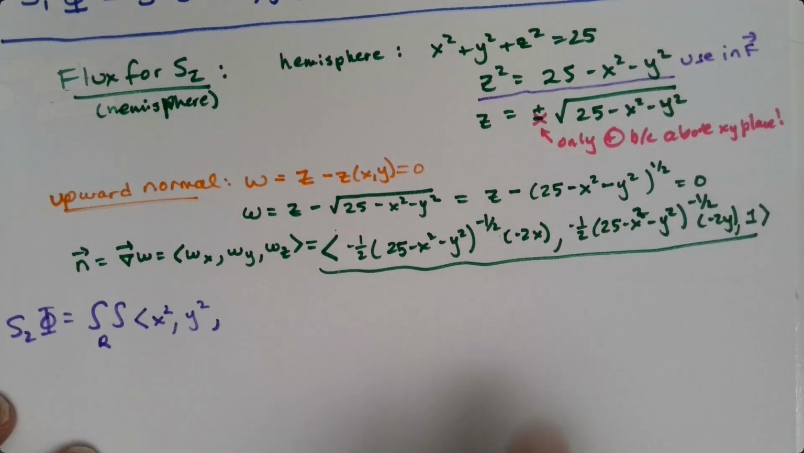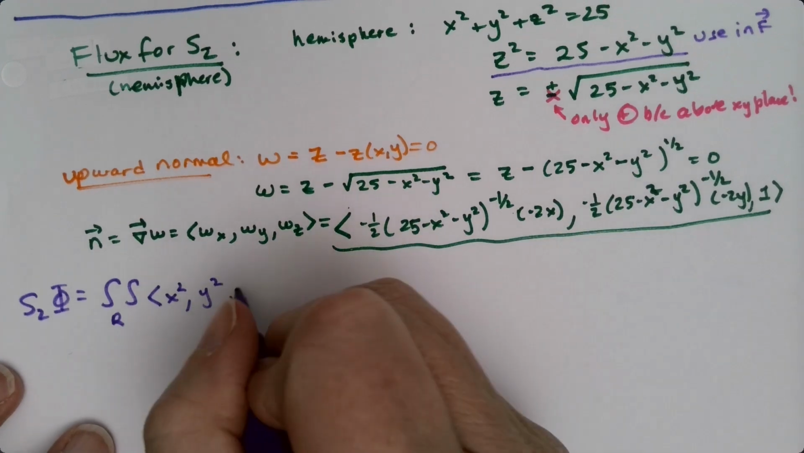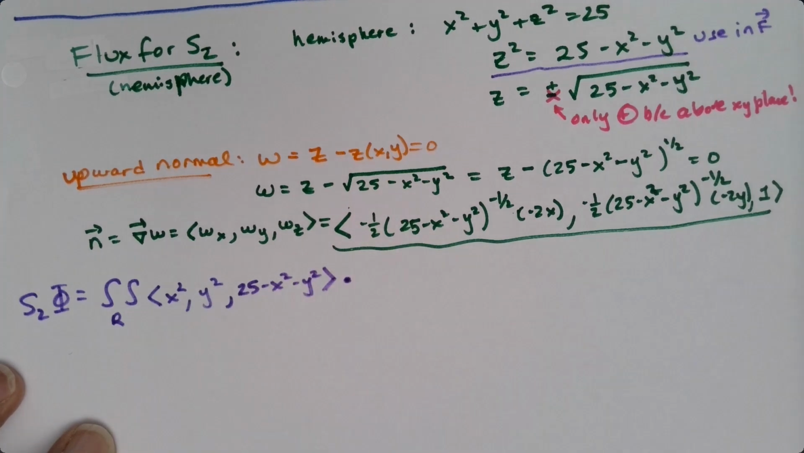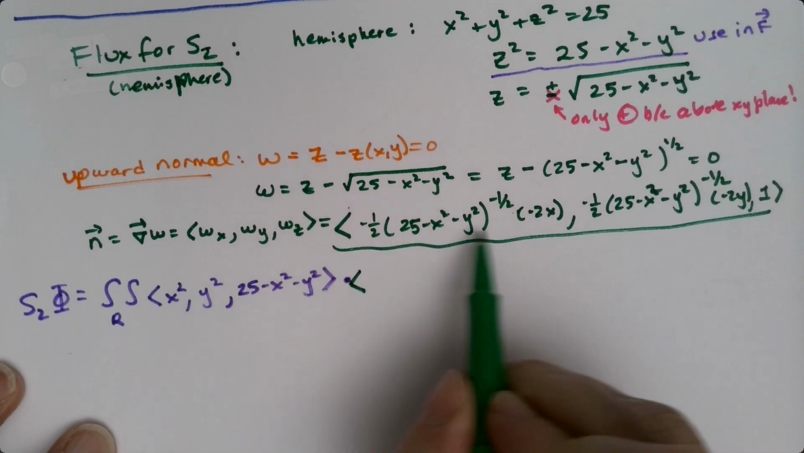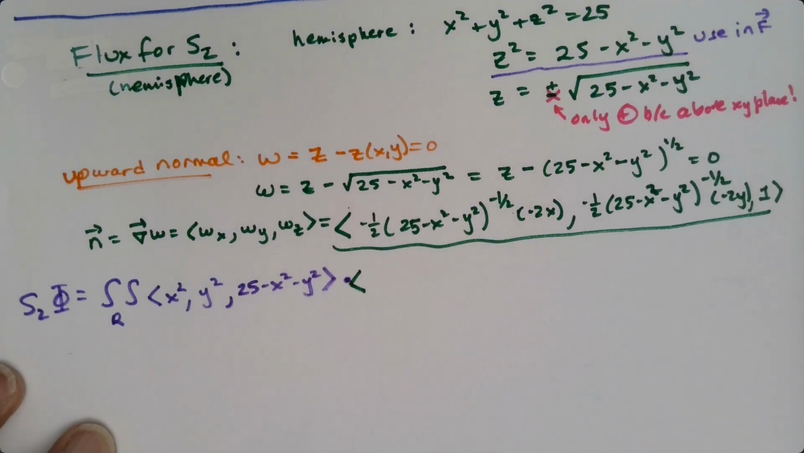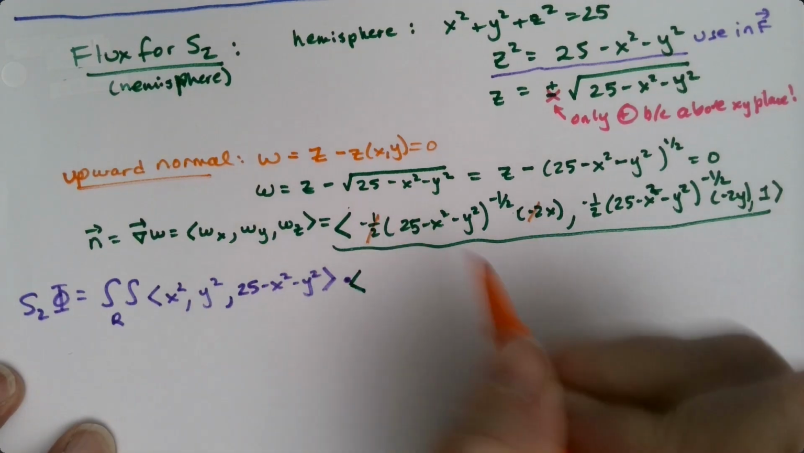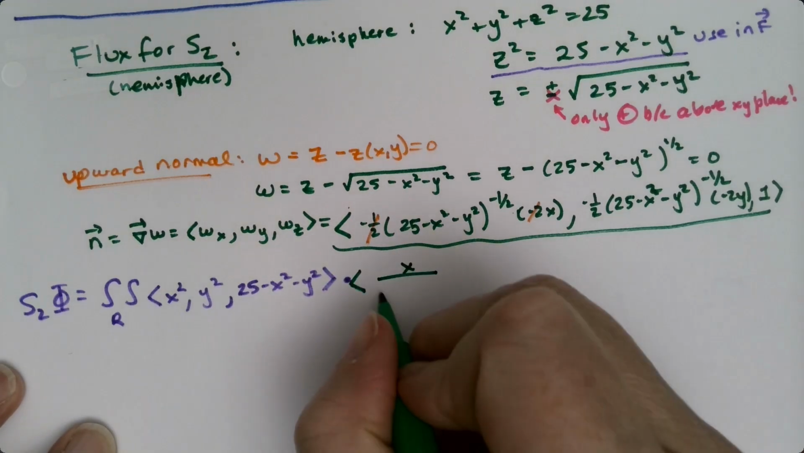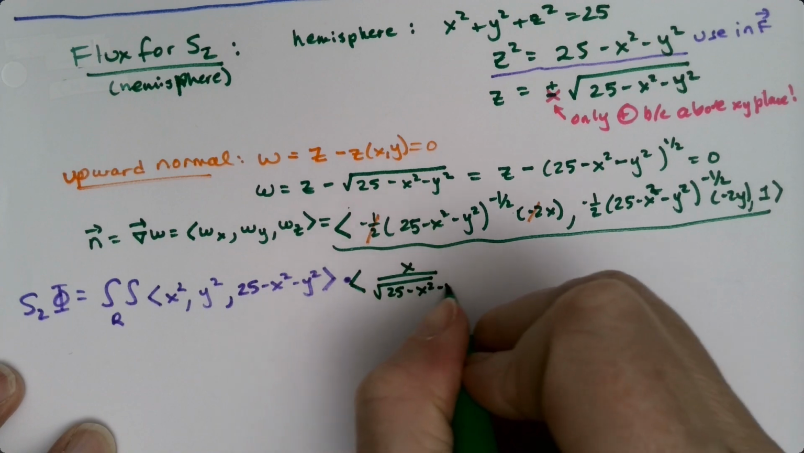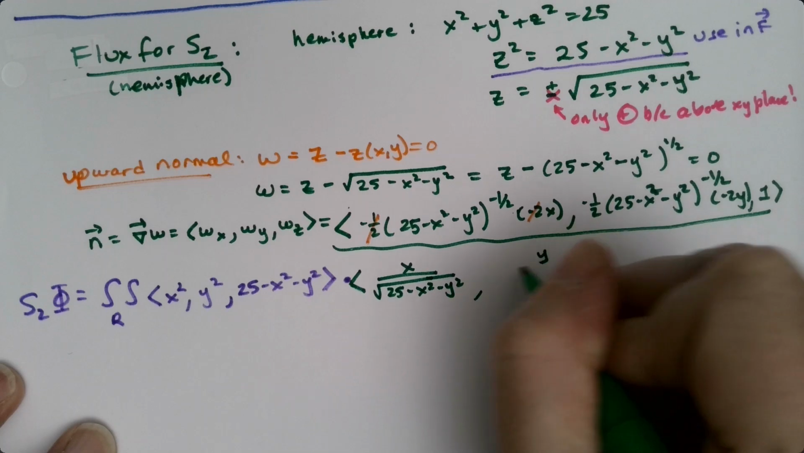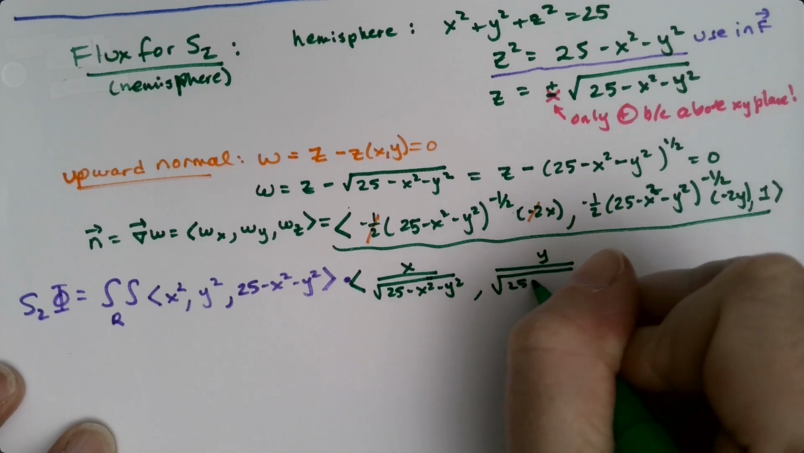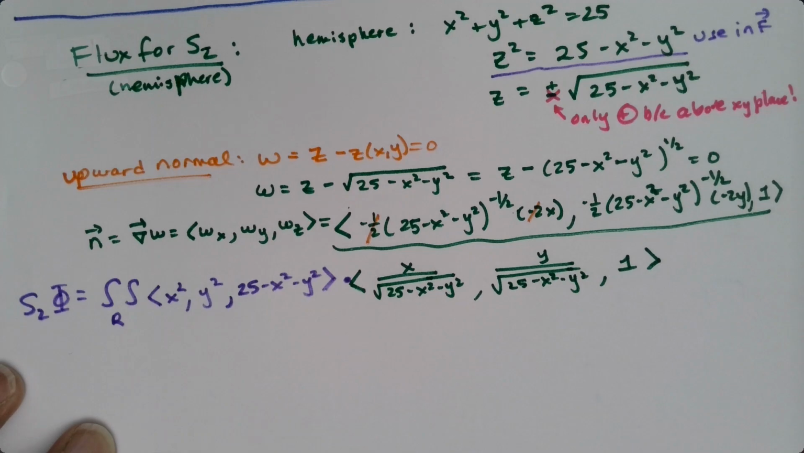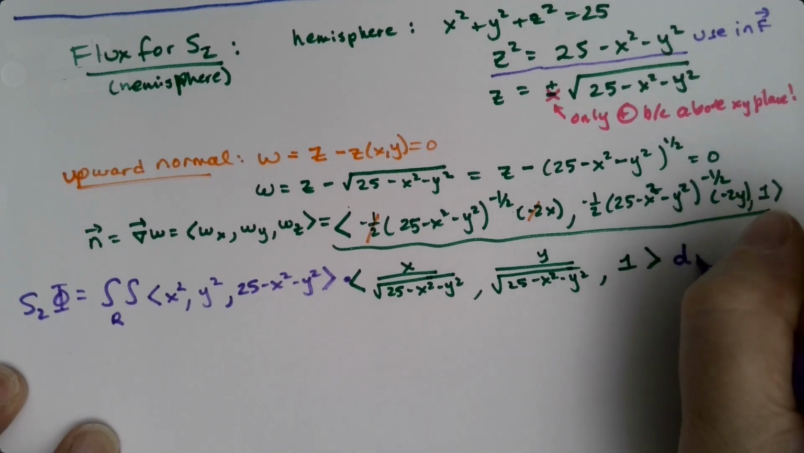Use that fact. So it's going to be 25 minus x squared minus y squared for the last component. And we're going to dot product that with our normal vector, which I'm actually going to simplify a little bit. The negative 2 and the negative a half cancel, and you're left with x over the square root of this. So that's x over the square root of 25 minus x squared minus y squared, then y over the square root of 25 minus x squared minus y squared, and then 1. And then I'm going to take that over my region.